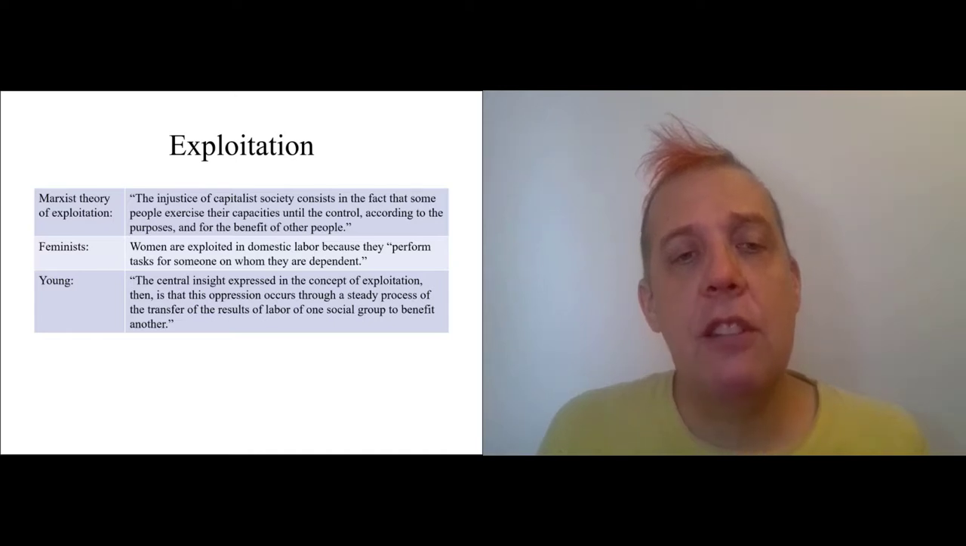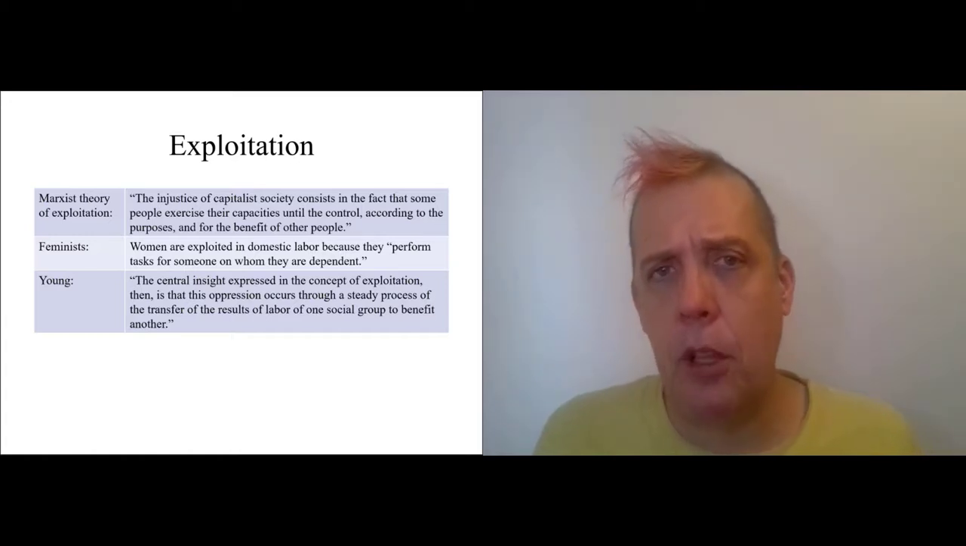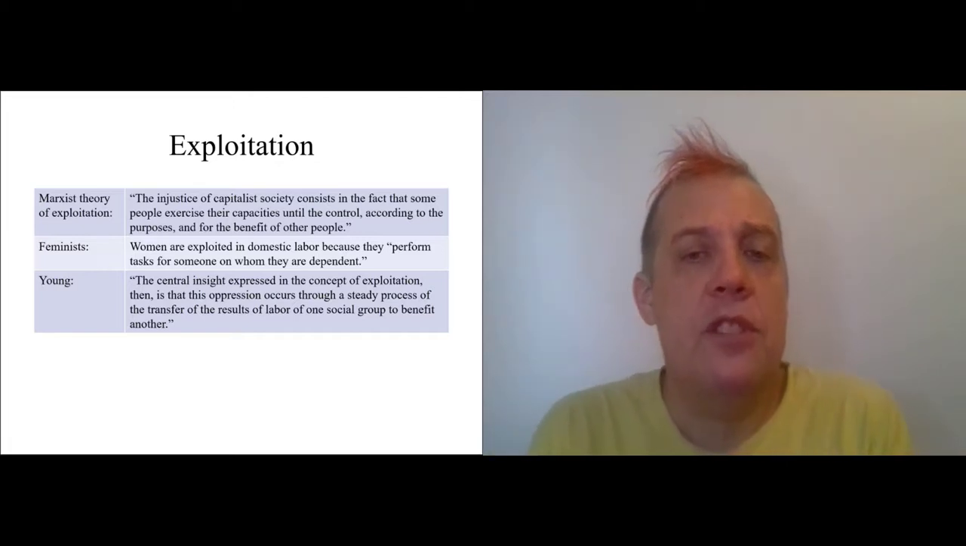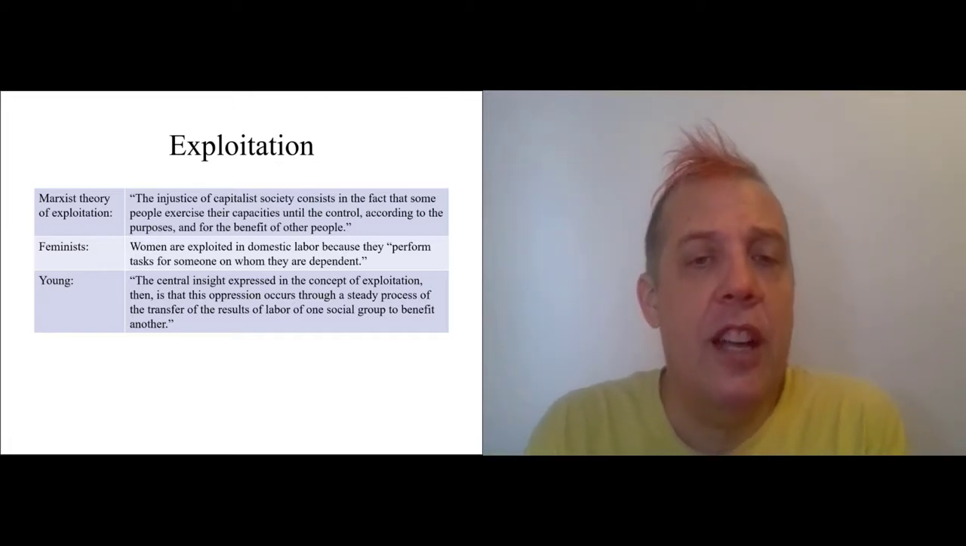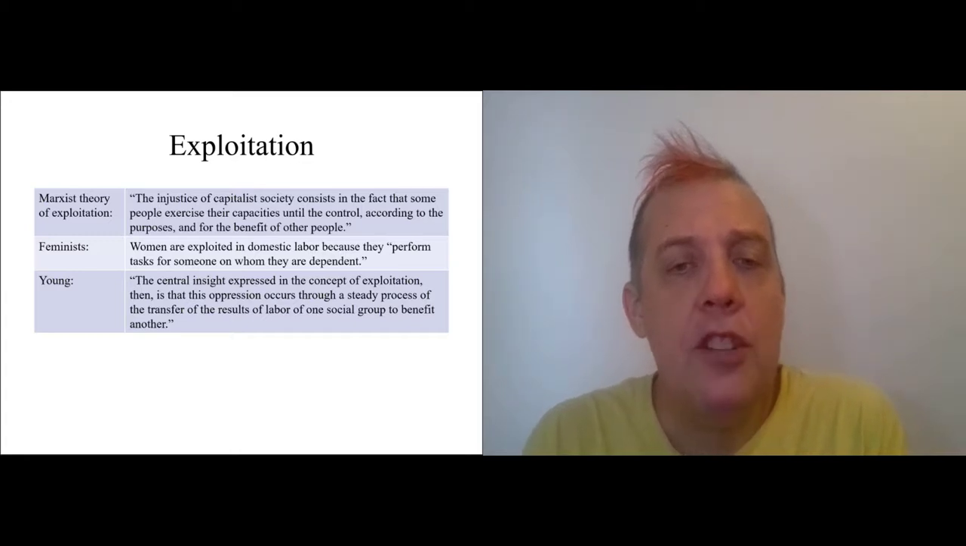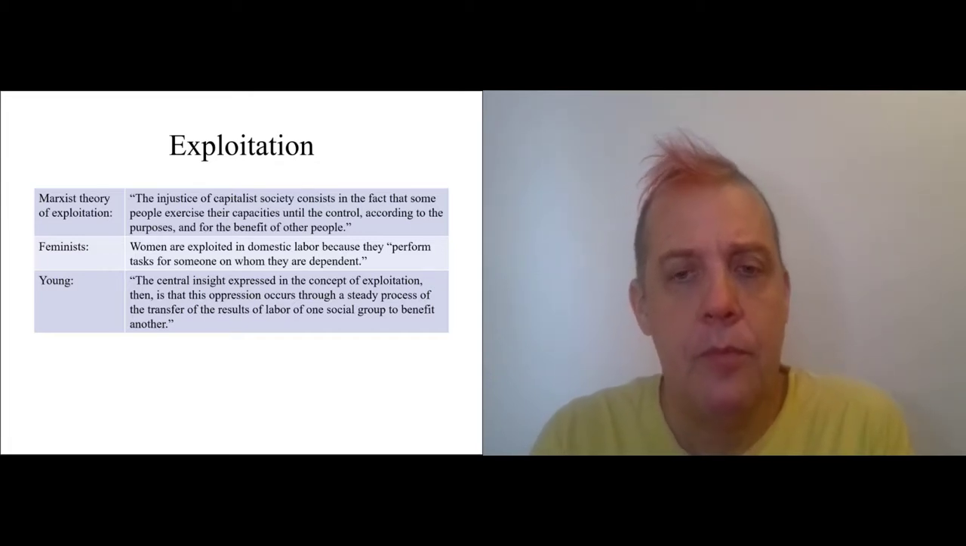So it still has a lot of the structure of the Marxist theory of exploitation, but it's not a part of a capitalist market. So what Young does is she brings this together and says the central insight in the concept of exploitation then is that oppression occurs through the steady stream and transfer of the results of labor from one social group to benefit another. Let's continue on with that.